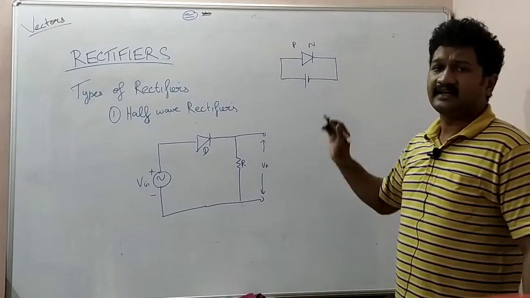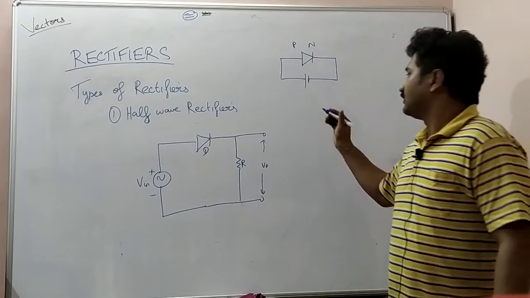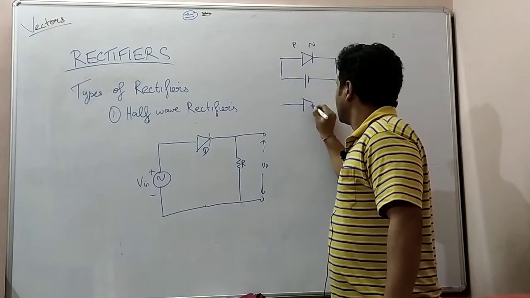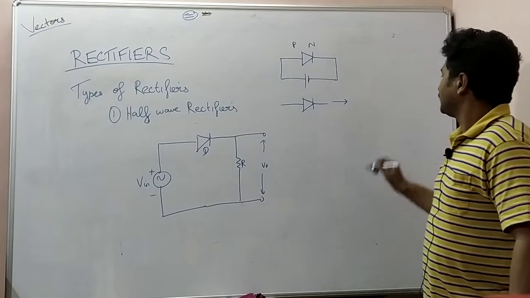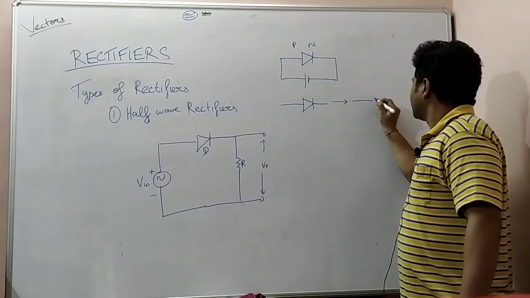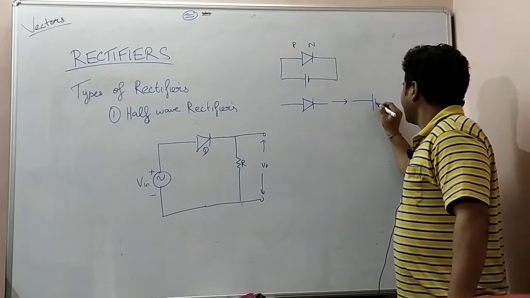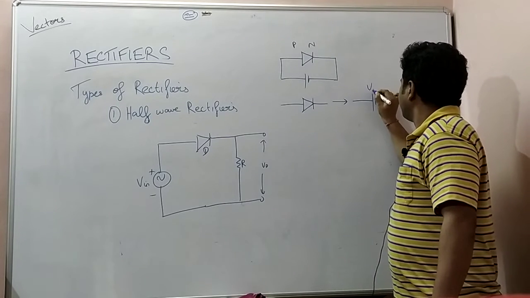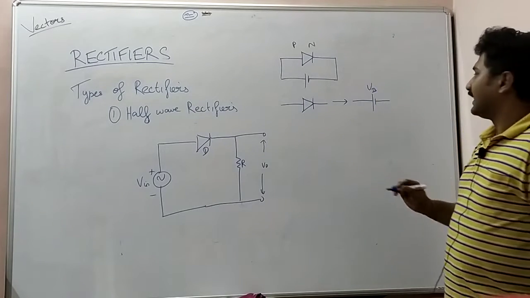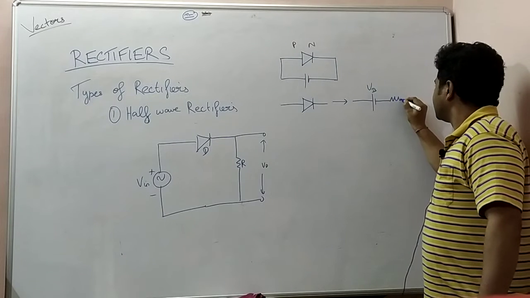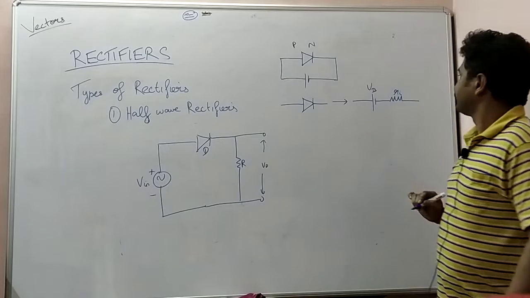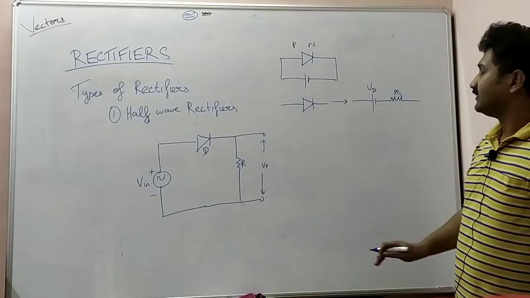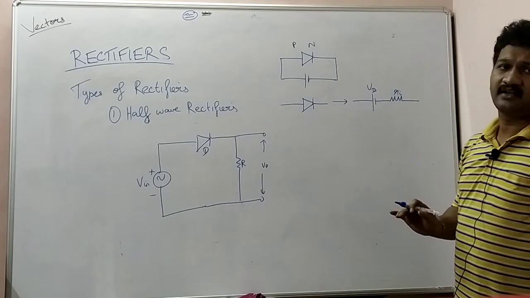So what happens here? Consider the diode as a piecewise linear model. Split up the diode into individual components. Here the diode has a barrier potential VB and an internal resistance RI. Internal resistance RI.